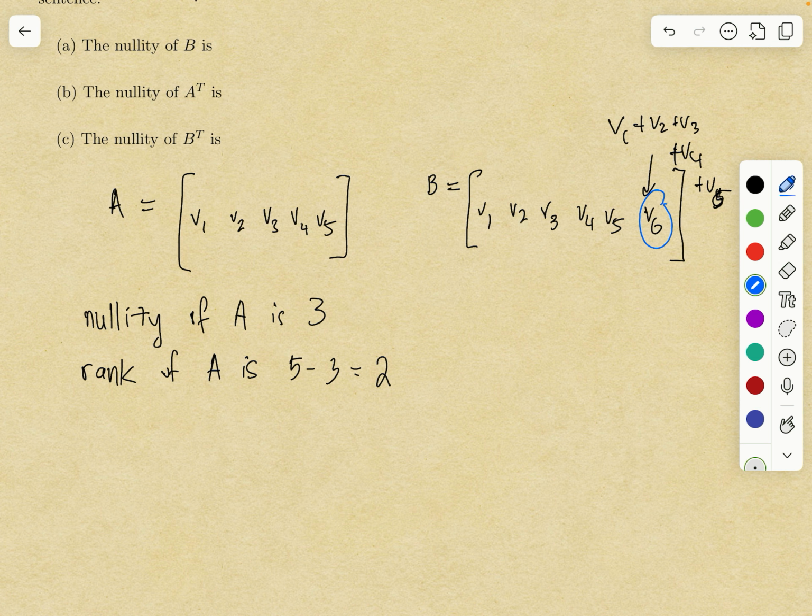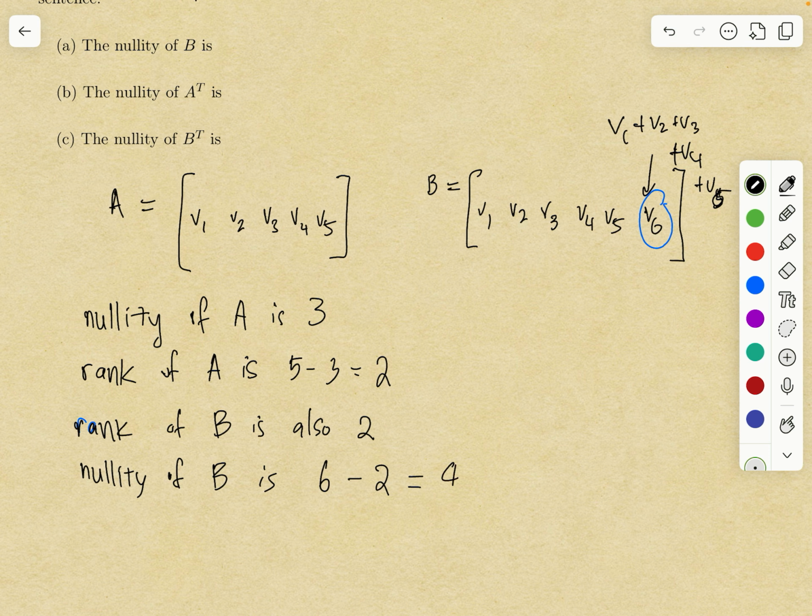So what happened to the column space of A when going to B? The column space stayed the same. It's the same column space, so it has the same dimension, and that's the rank of the matrix. So the rank of B is the same as the rank of A. Okay, so the rank of B is also 2. And so what does that mean about the nullity of B? The nullity of B is the number of columns, which is 6, minus the rank, which is 2, so the answer is 4.